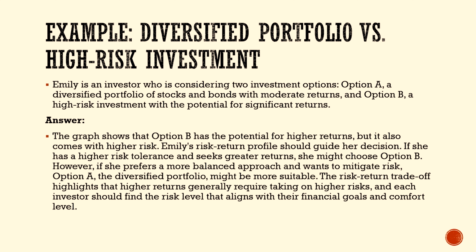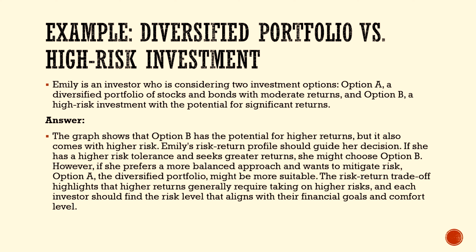As an example, let's discuss a diversified portfolio versus a high-risk investment. And now we have our investor, Emily, who is considering two investment options. Option A is a diversified portfolio of stocks and bonds with moderate returns, while option B is a high-risk investment with the potential for significant returns. Intuitively, one can suggest that a risk-averse investor would opt for option A. What would Emily do in this situation?